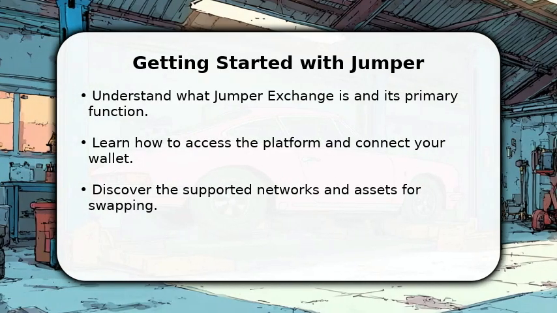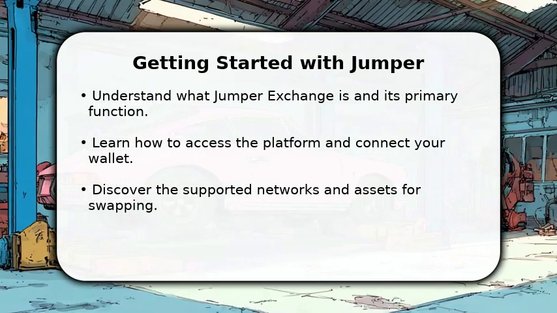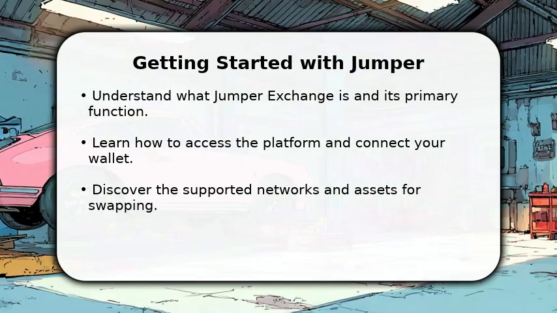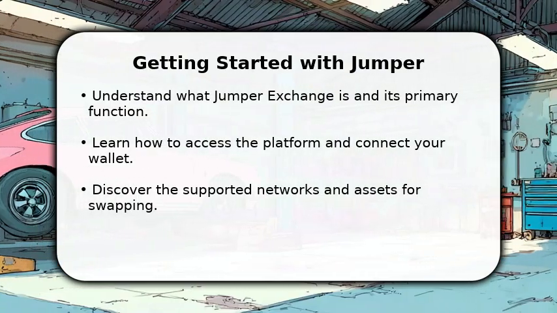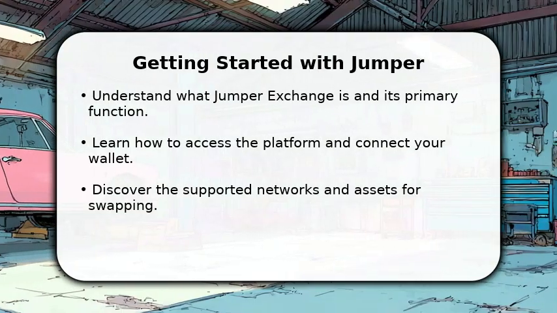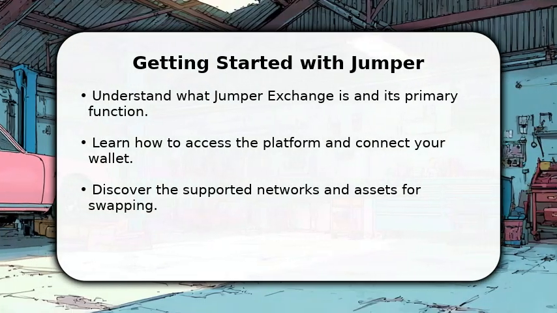In this video, I will explain how to use Jumper Exchange. First, navigate to the Jumper website and connect your preferred crypto wallet, such as MetaMask or Wallet Connect. Ensure your wallet is on a supported network like Ethereum, Polygon, or Arbitrum.